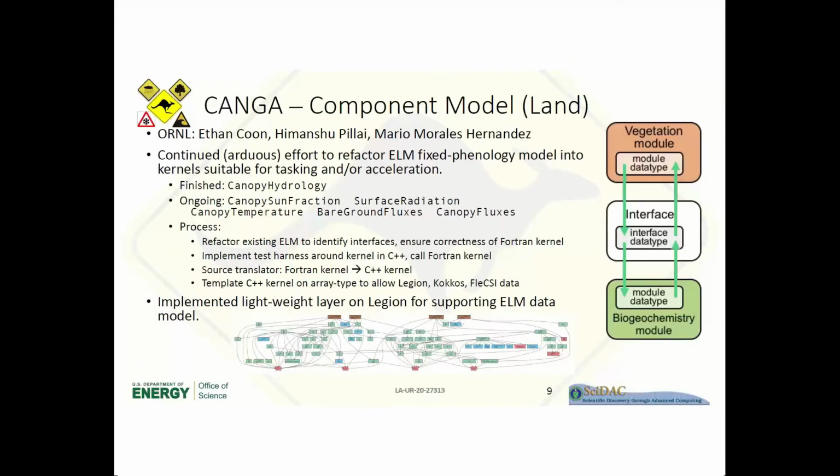The land model is a good example of a really multi-process model where this approach might work even better. So we have a group at Oak Ridge exploring extracting capability out of the E3SM land model and developing interface layers for that. They're developing layers that support both Flexi as well as Kokkos and other interfaces.